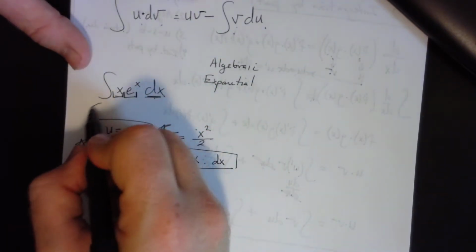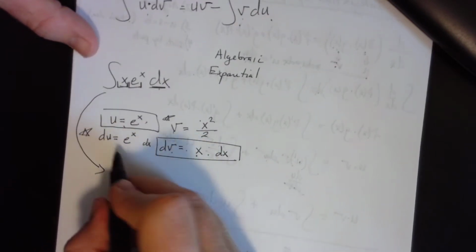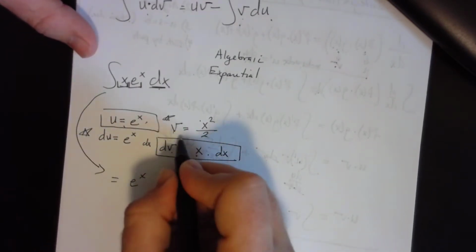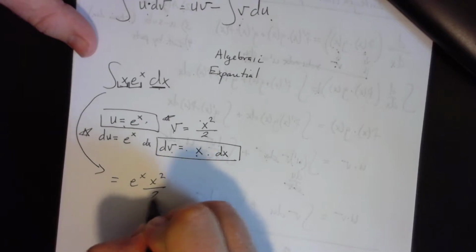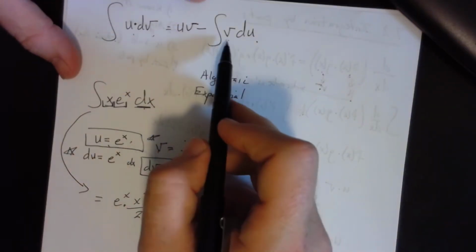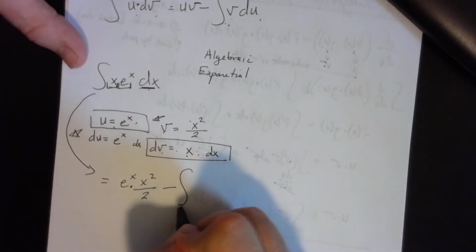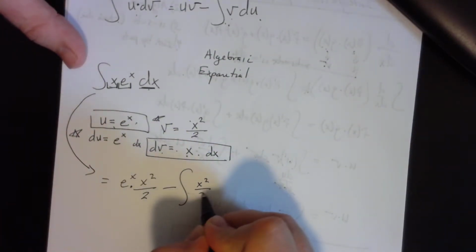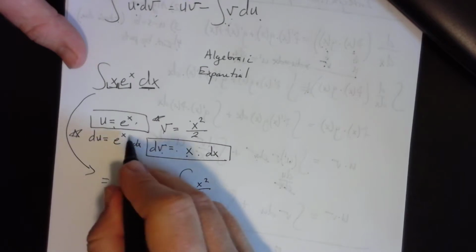That means that this integral is going to be equal to u, e to the x, times v, x squared over 2, multiplied together, minus, and again, here's your minus, the integral of v du. So the integral of v, which is x squared over 2, du, which is e to the x dx.